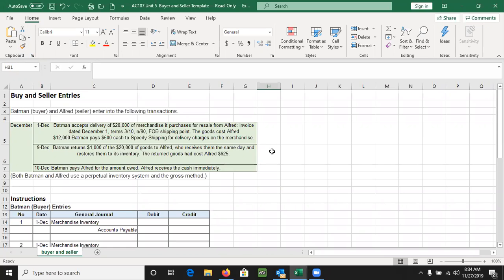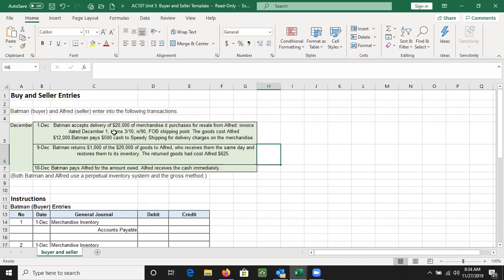So what we're dealing with is Batman is a buyer. So he's buying from Alfred, who's the seller, in the following transaction. On December 1st, Batman accepts delivery of $20,000 of merchandise it purchases for resale from Alfred. So that means it's inventory. The invoice is dated December 1st. The terms are 3/10, n/90, FOB shipping point. I'm going to pause right there and we're going to explain what those terms mean.